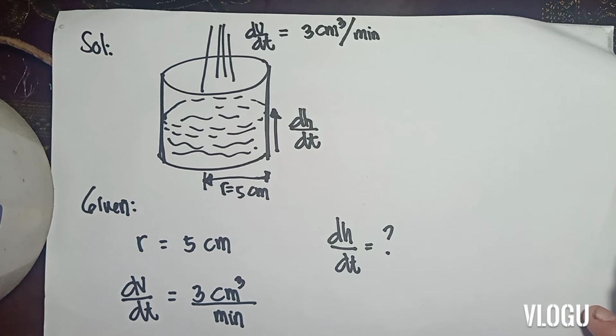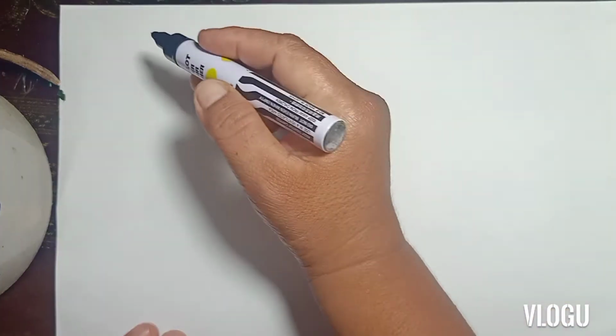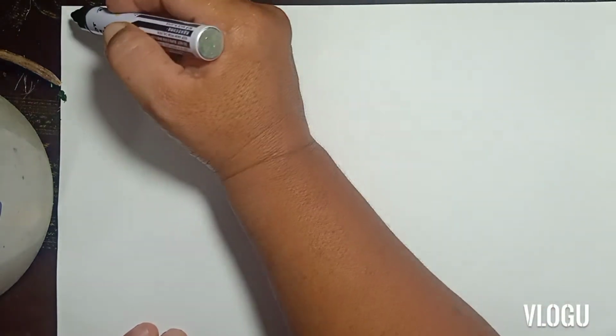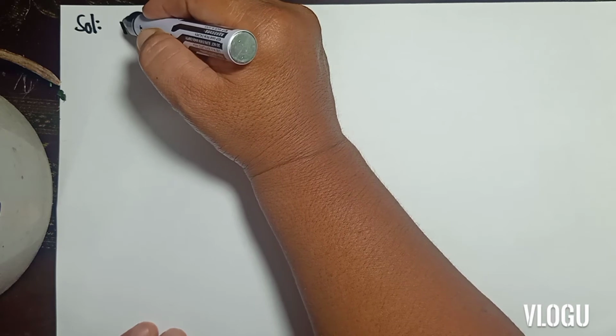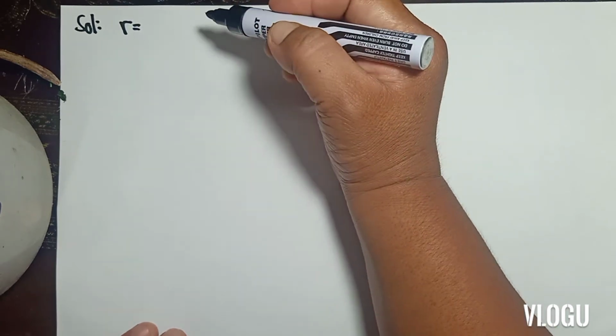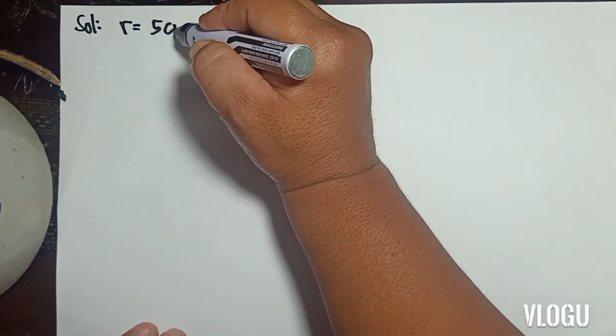So those are the only givens, the radius and dV/dt, and then we are going to find dH/dt, that is the change of the height of the water at any time. To solve, let's review. The radius as our given is equal to 5 centimeters.